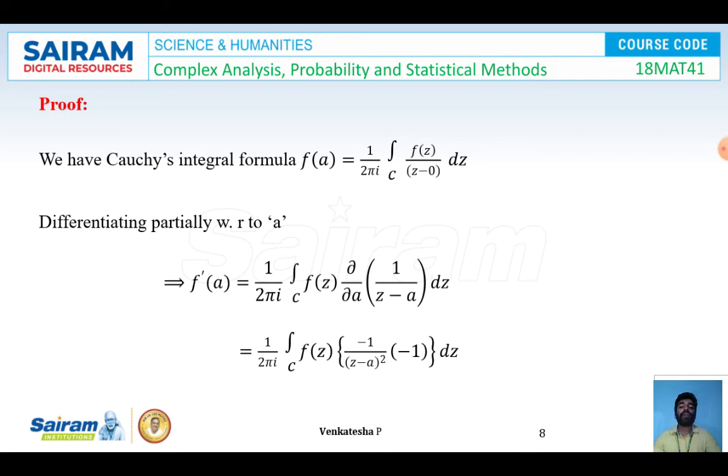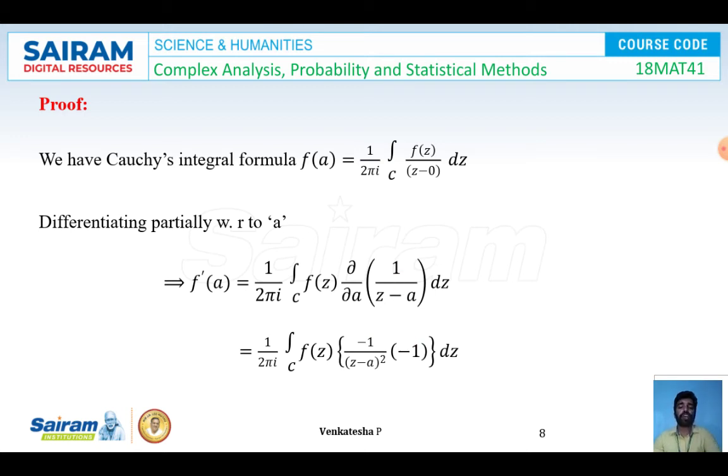So it will become f dash of a. By d by d a of f of a will become f dash of a. I am taking the constant 1 by 2 pi i outside, and here integral f of z into dou by dou a of 1 by z minus a into dz. Now differentiating 1 by z minus a with respect to a partially, we'll be getting minus 1 by z minus a whole square, and solving this minus a will be getting minus 1 again.